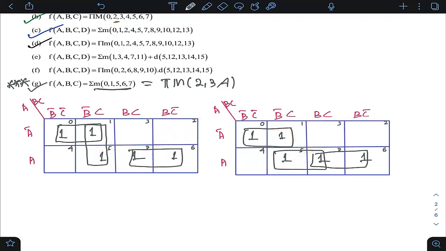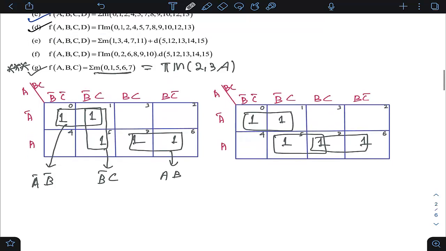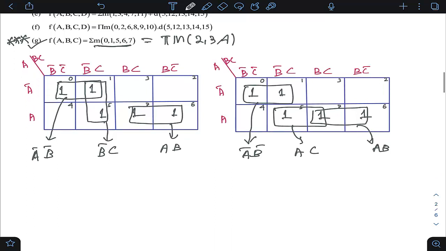If I write the corresponding expression for this, from the row you get A bar, and from the column B bar is constant. So you get A bar B bar. From the row you will not get anything, from the column you get B bar C, because the column value is constant. For this, from the row you get A, and from the column you get B. Similarly, for this, by the same logic, you get A bar B bar. For this, you get AB. For this, from the row you get A, from the column you get C. So if I ask you what is the answer, F is equal to A bar B bar plus AB plus B bar C.